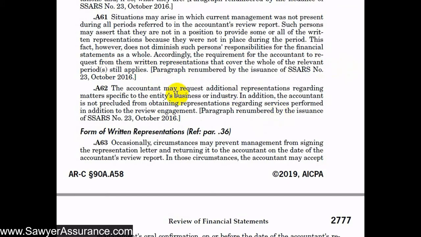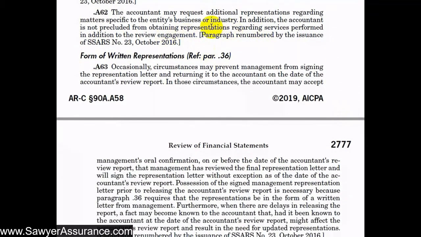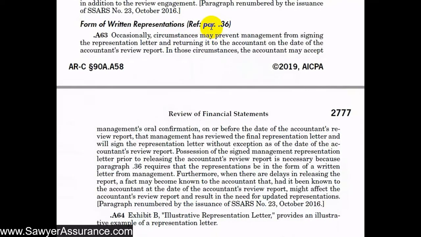And also, as we stated up in the requirements, we might add some additional representations regarding specific items in the entity's business or industry. And we're not precluded from obtaining representations regarding services that were performed in addition to the review engagement. So we might include some industry-specific representations or representations on supplementary information that's in the financial statements, and we would use our professional judgment to determine what those representations might be.